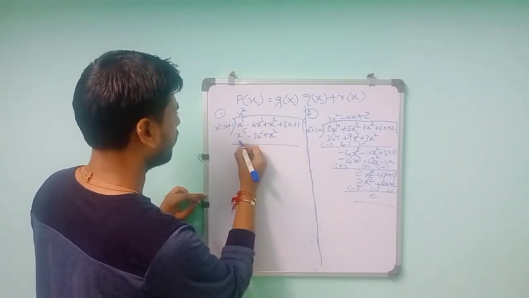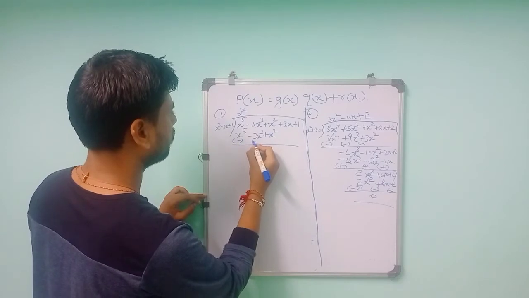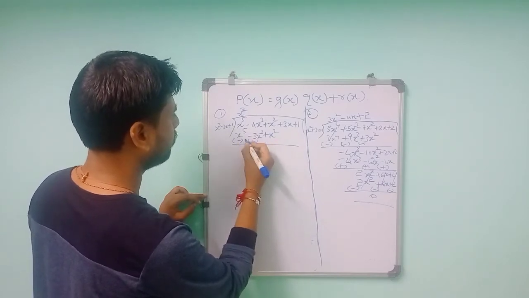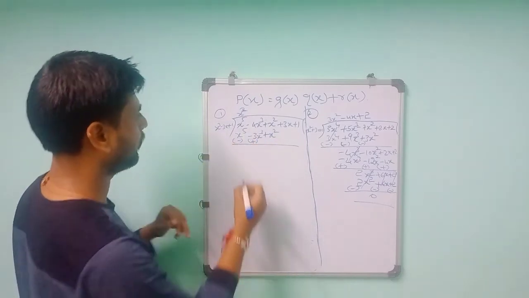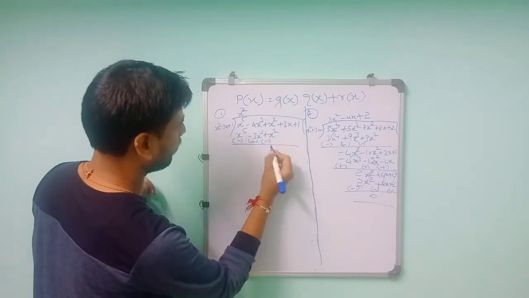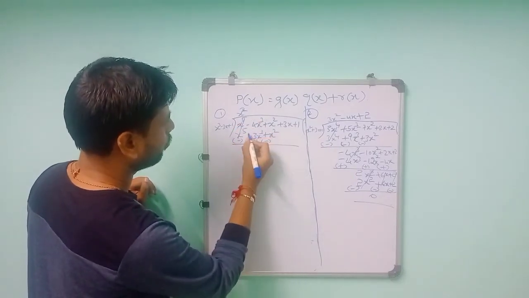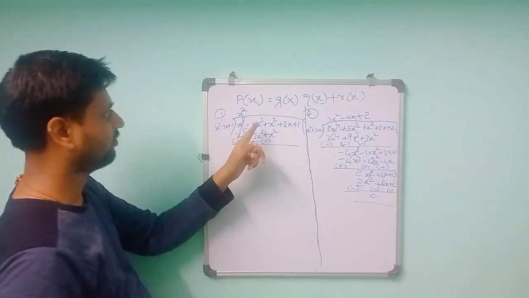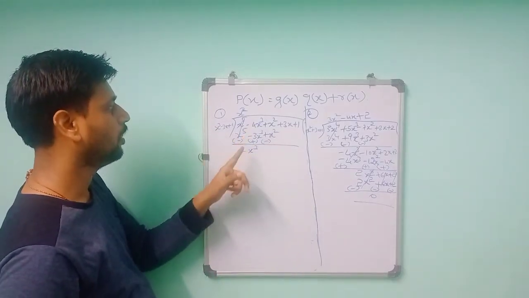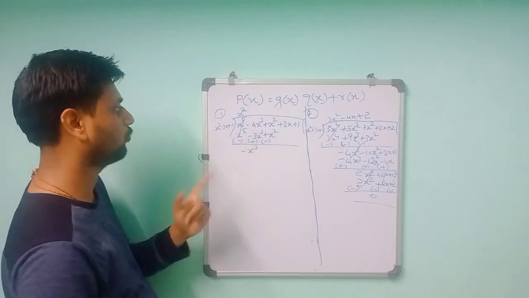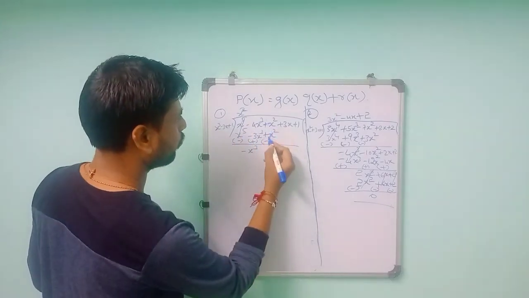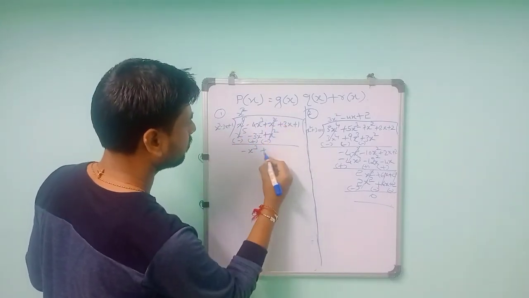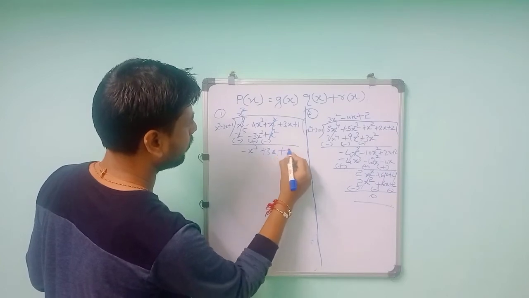So change the sign of the downside numbers. This plus will become minus, this minus will become plus, and then they get cancelled. Then for minus 4x cube plus 3x cube, it will become minus, because 4 is greater than 3, so minus is greater, so I take minus x cube. Then plus x square minus x square get cancelled.